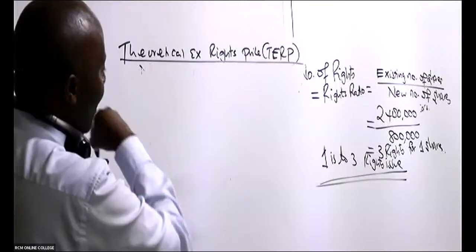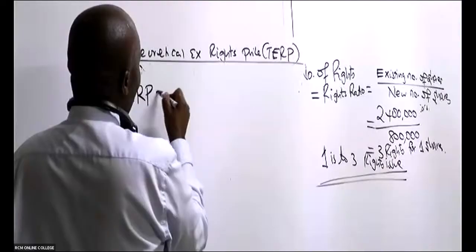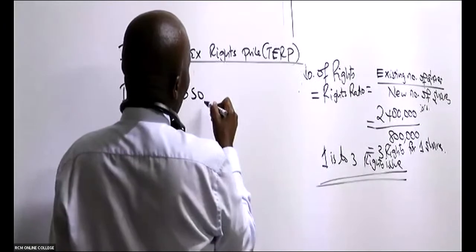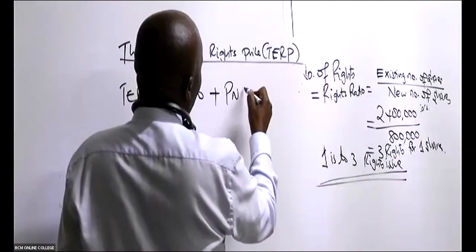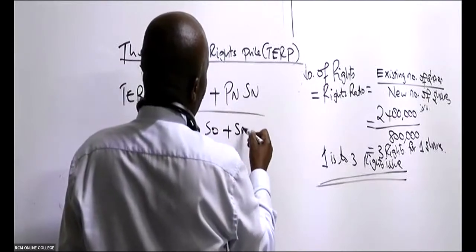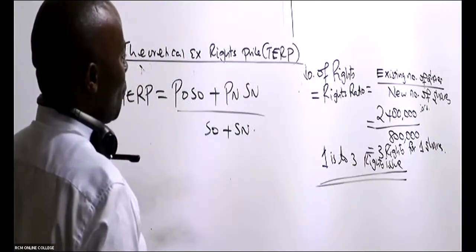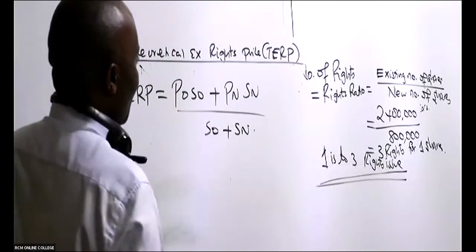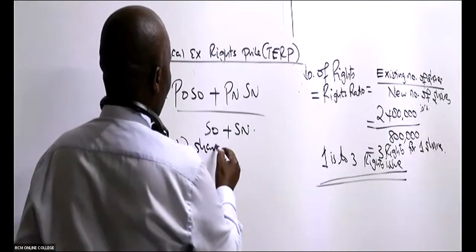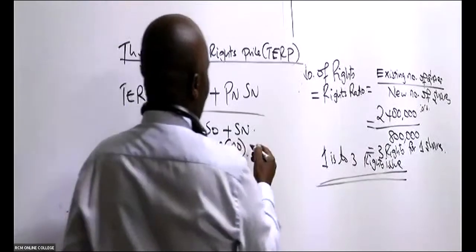This is normally very easy. To get TERP, what do we normally do? We take PO times SO, plus PN times SN, all over SO plus SN. Remember, SO represents the old shares number, which in this case are how many? 2.4 million.